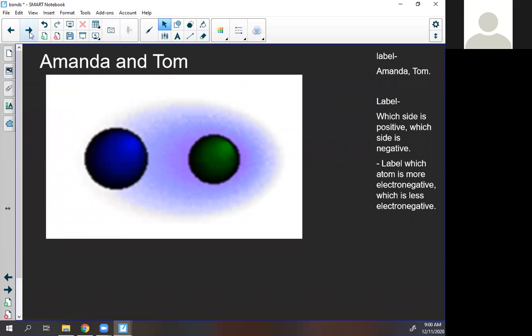All right, Amanda is my sister. How cool is that? Tom is my name. I know that's weird. What's that? I have a name. I know teachers are weird. This cloud represents how equally we shared a car when she was a senior and I was a sophomore. We shared a car. Do you think we shared it equally? Not a chance in the world.